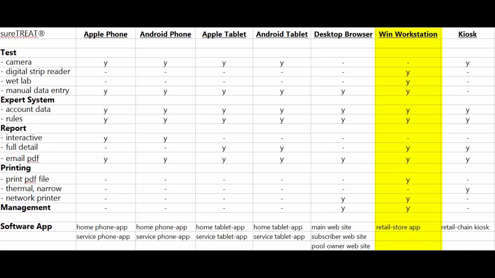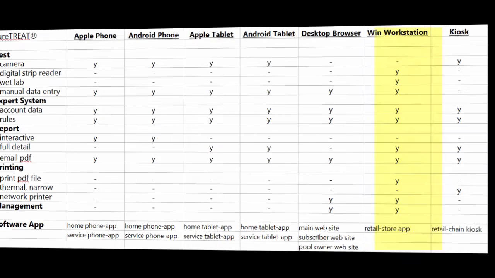The so-called Windows Workstation is a dedicated combination of equipment located in a pool supply store. In addition to a Windows desktop computer, they would have specialized test equipment connected over USB, such as a Taylor-Wise Lab or a digital strip reader.